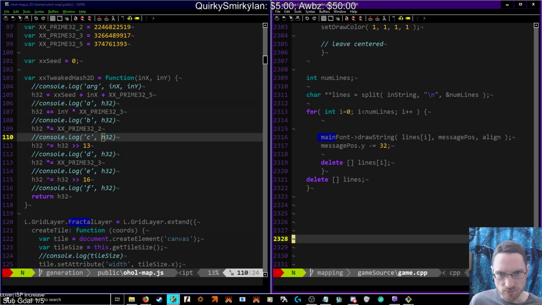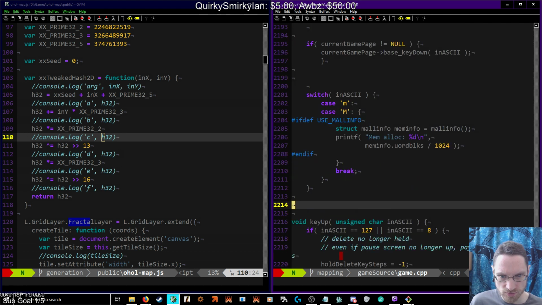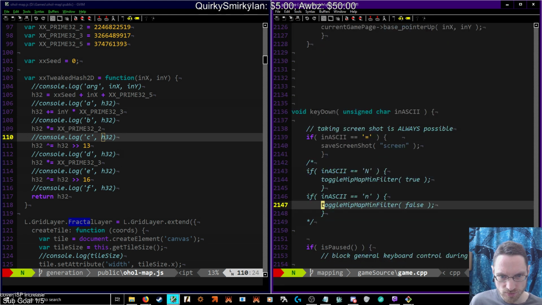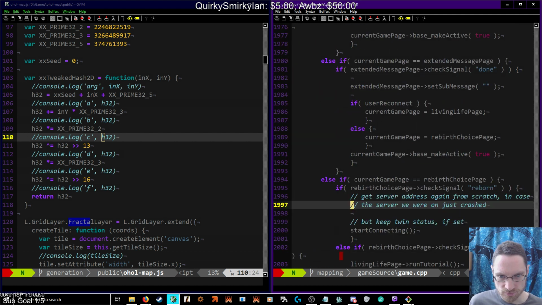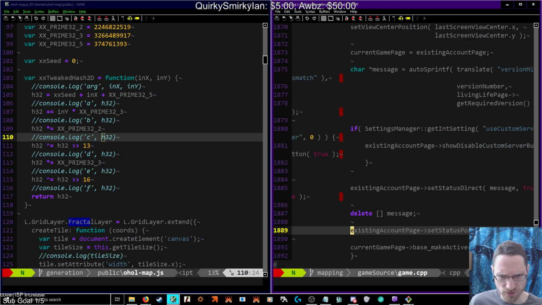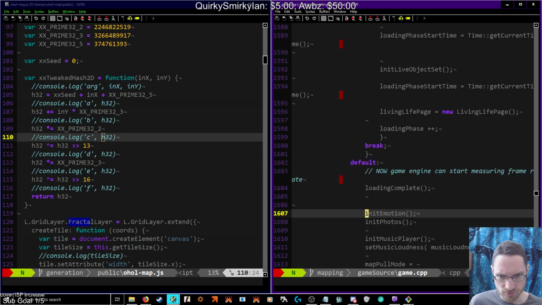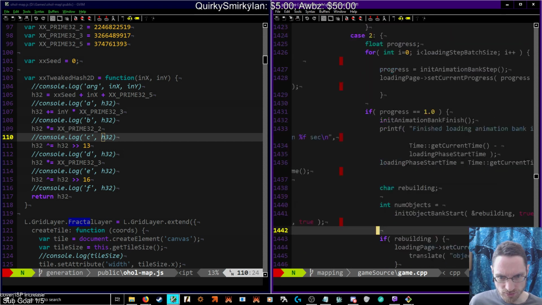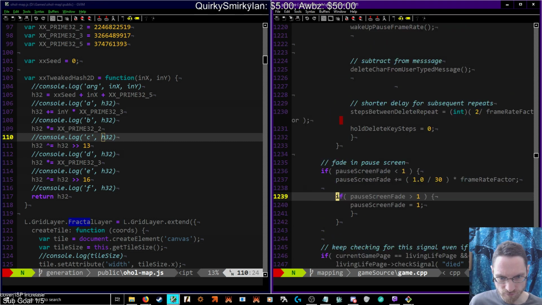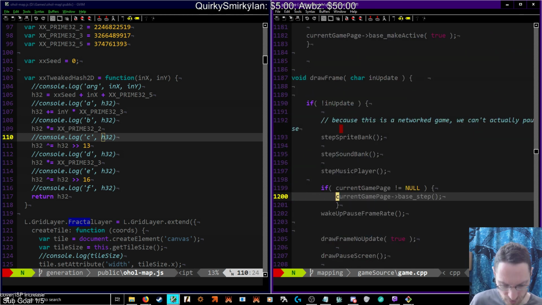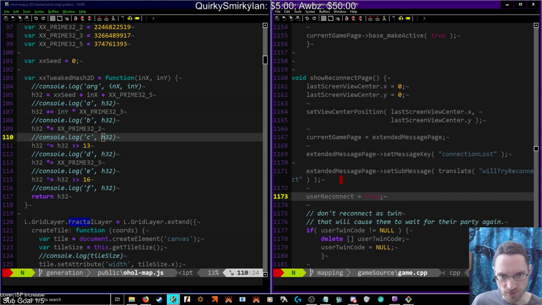Maybe it's actually at the bottom. No, there's draw string. I know I went looking for the entry point before. So I had it at one point. Looks like a big function. This might be the update function though. Draw frame. Where do you get called? You don't get called by this.